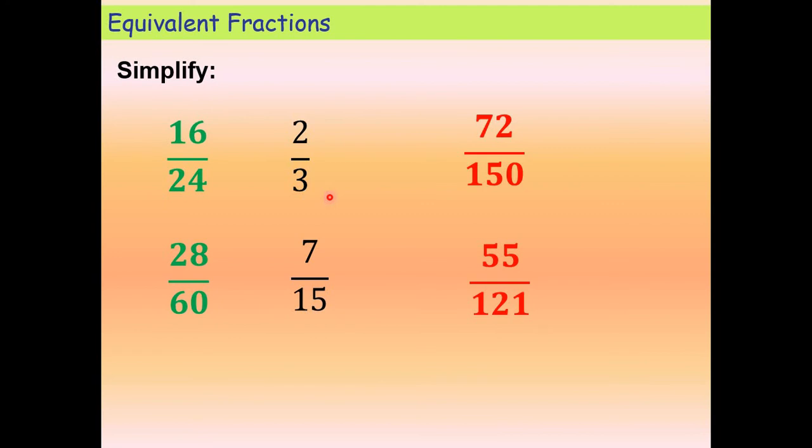Now the next two, much harder, so well done if you give these a go. The first one, 12 over 25, you can divide by 2 and then divide by 3. And the last one, 5 over 11. They are both in the 11 times table. 55 divided by 11 is 5. 121 divided by 11 is 11.